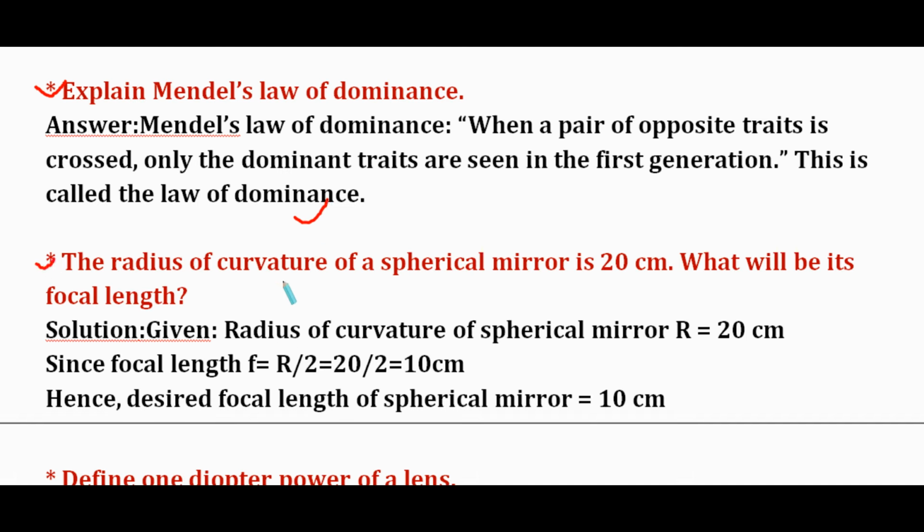Next question is, the radius of curvature of a spherical mirror is 20 centimeter. What will be its focal length? Given radius of curvature r is equal to 20 centimeter. Since the focal length f equals r upon 2, it is 20 upon 2, which is 10 centimeter. Hence the desired focal length of the spherical mirror is 10 centimeter.